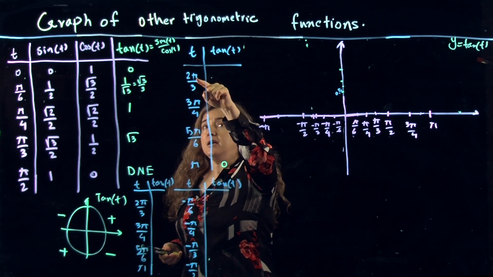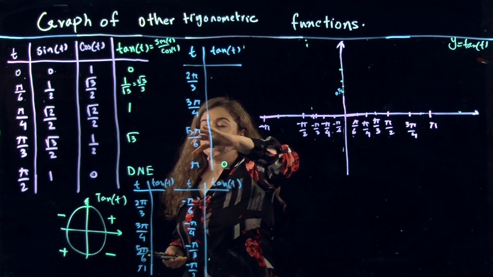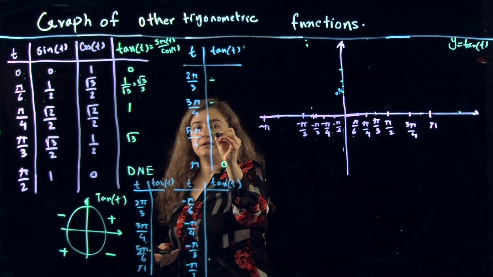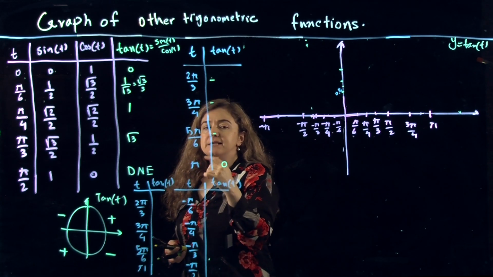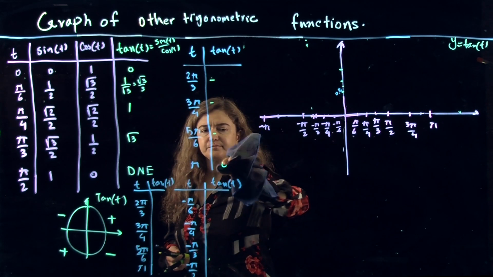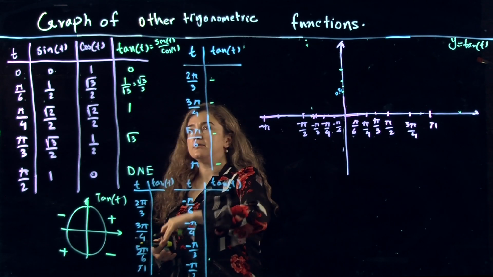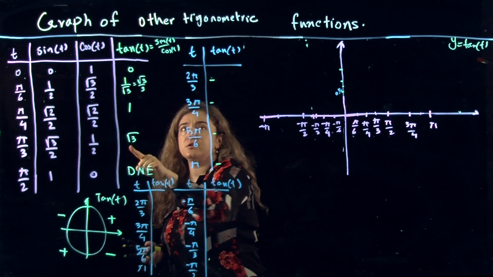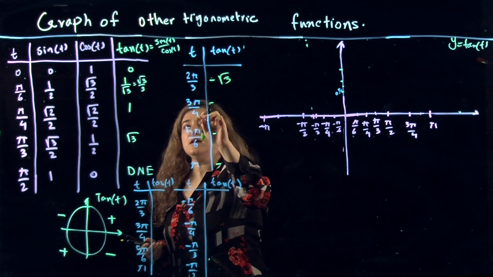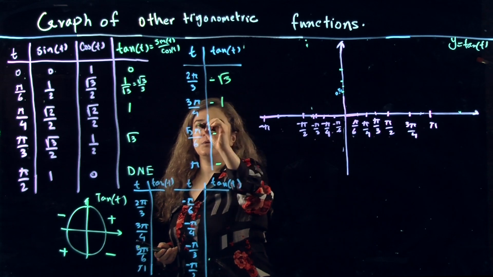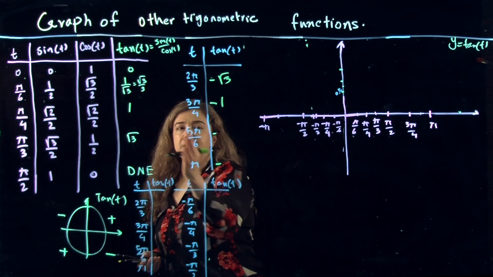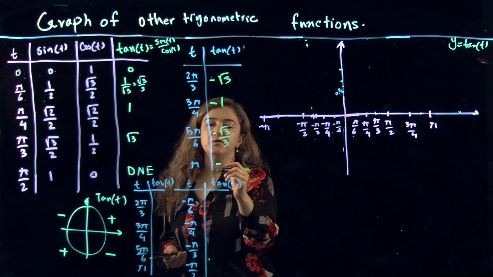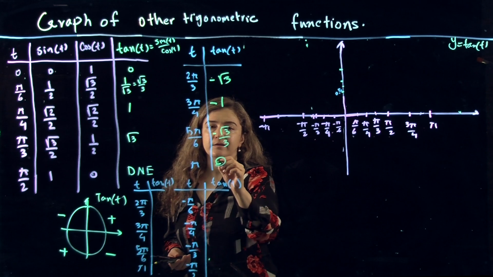So now, 2 pi third, I know these are the values in the second quadrant. They all have to be negative. I put in the negative sign, and then I calculate the values. And so 2 pi third, it should be negative square root of 3. Pi fourth, I get a negative 1. For pi sixth, I get negative square root of 3 over 3. For 0, I get 0, so the negative doesn't matter.